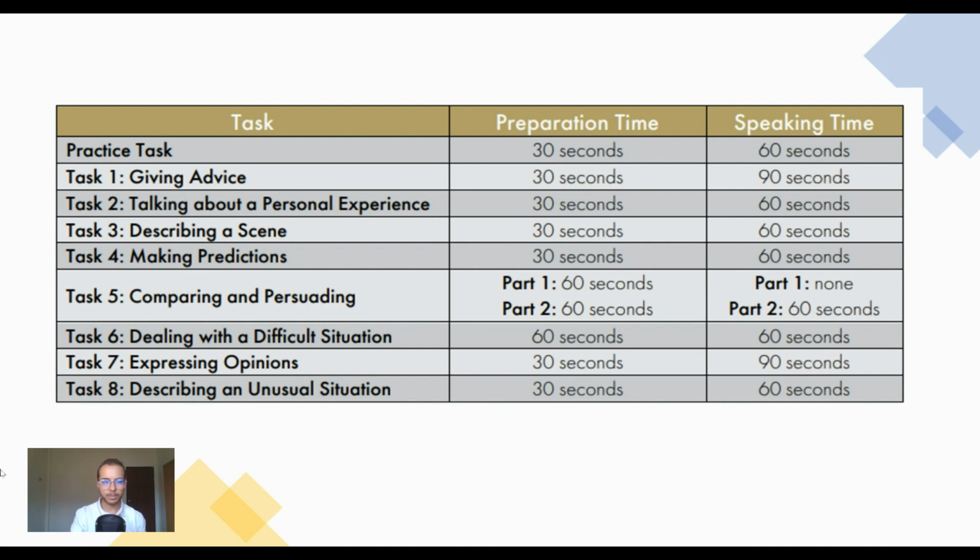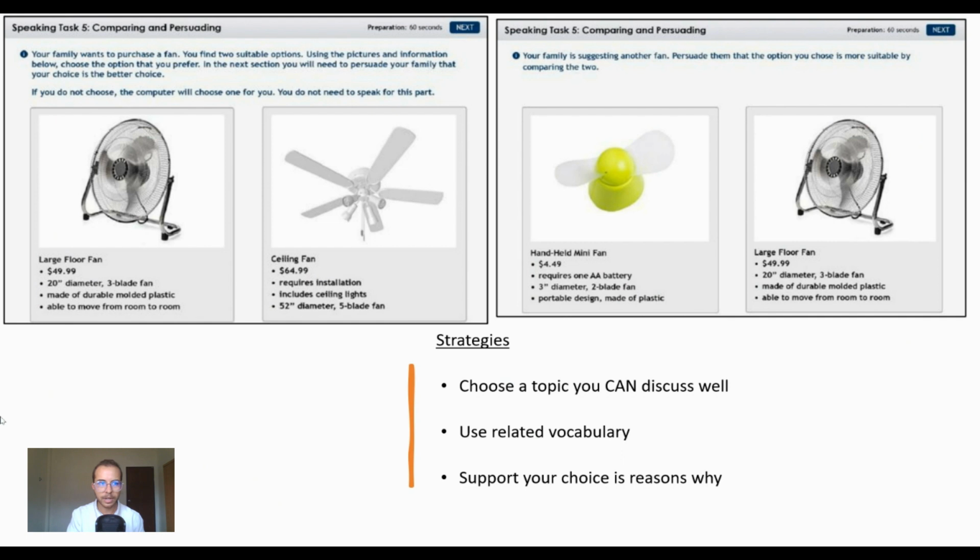7 is about expressing your opinions. A lot of students get choked up when they have to express their opinions because you're not describing a scene, you're having to give advice. We'll look at some strategies for that. And last one is task 8, describing an unusual situation. So you'll look at something that doesn't seem quite right and you'll have to describe that or what that is. Okay, so let's get into task 5, 7, and 8, and we'll get started.